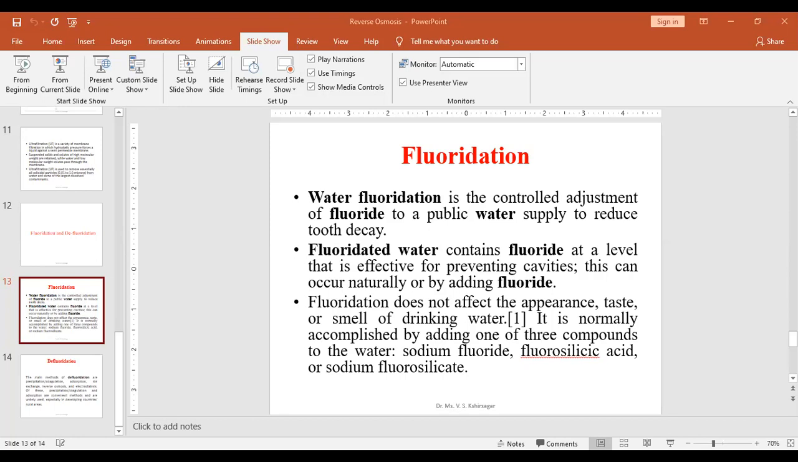That is the cause of excess fluoride consumption. Okay, got this? Yes, got this, ma'am. Okay, thank you. Now we'll continue.